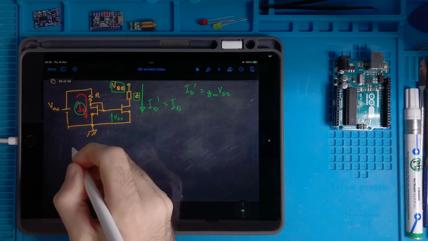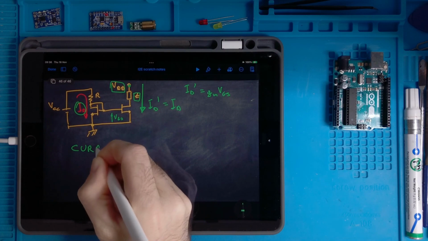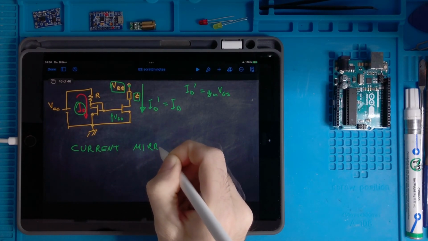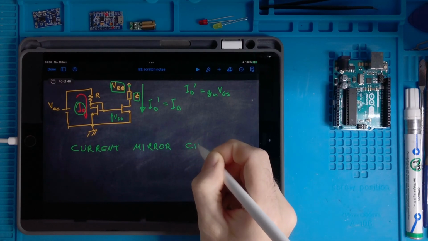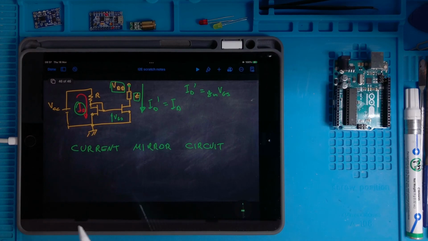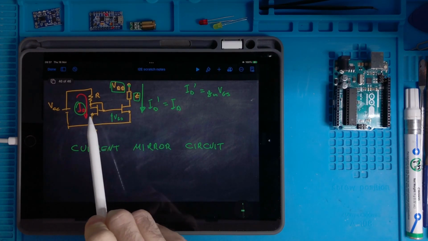So this thing is called the current mirror circuit. It's a circuit which serves in order to copy the current flowing in a branch.